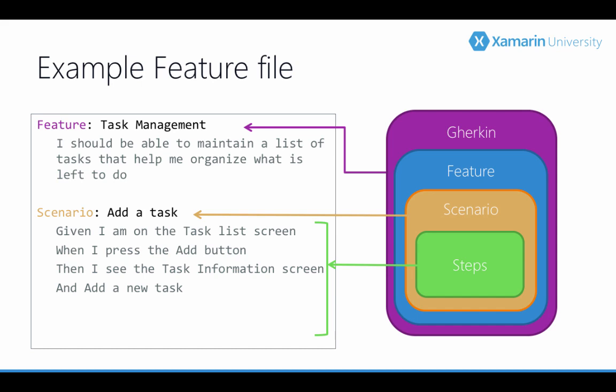Now below that we have a list of scenarios for the feature, and each scenario will have a name and then an optional description. And underneath that we have a series of steps that constitute the scenario. And these steps take the form of given, when, then statements. So the given represents the context in which the scenario is executing. The when keyword represents the actions that will be performed.